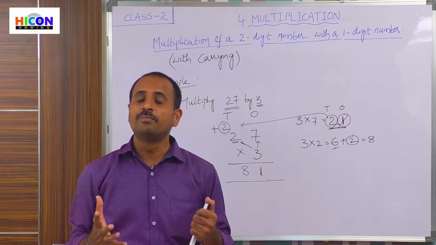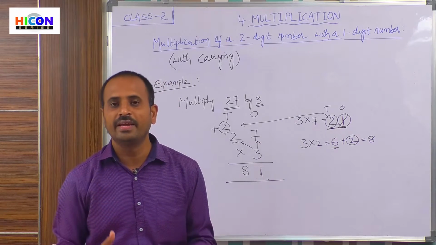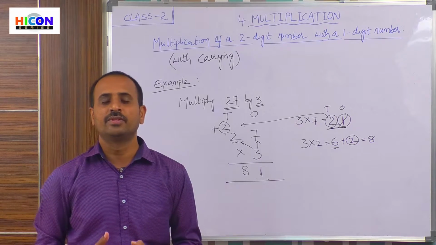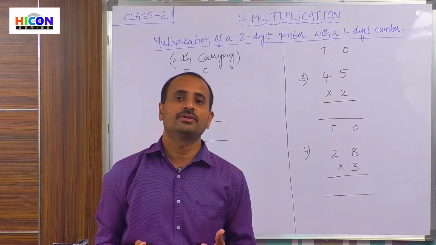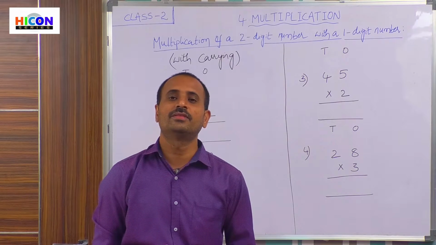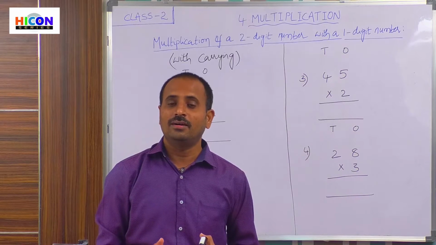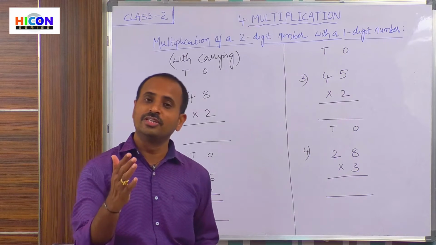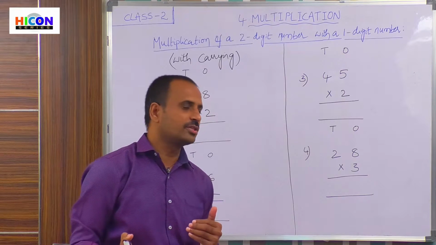So now we will practice some more problems on how to multiply a 2-digit number with a 1-digit number with carrying. Children, you have understood how to multiply a 2-digit number with a 1-digit number with carrying. So now you will understand more by taking some more problems. So children, let us practice some more problems.